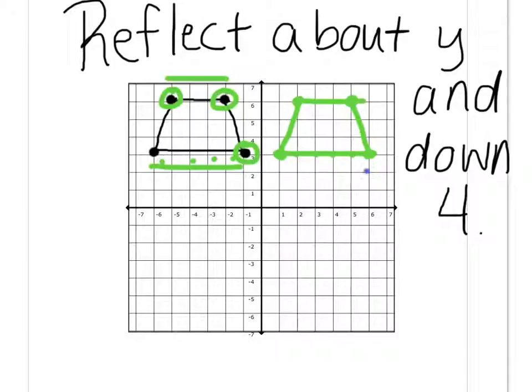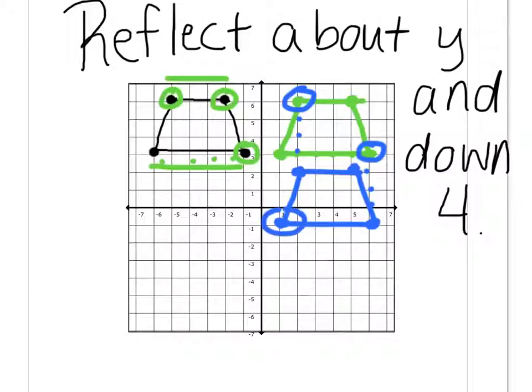So go 1, 2, 3, 4 for this bottom dot, and the same for the other one, straight down 4. Now go to the top ones, 1, 2, 3, and there's 4, and the same for the other one. So that's the final image, and after that you have to list out the coordinates. So we'll do that in black.